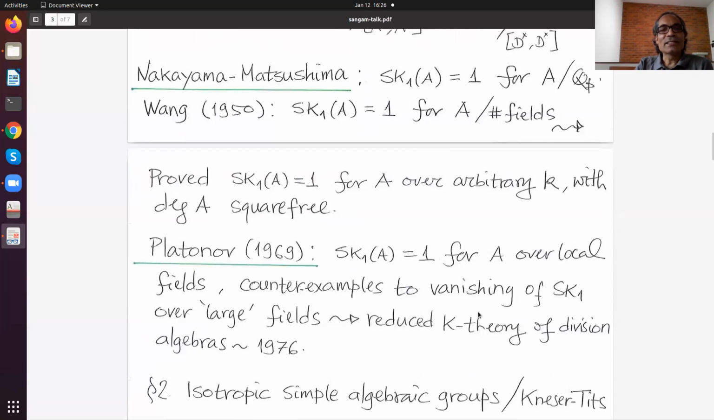In 1969, Platonov proved this for general local fields, and also he came up with counterexamples.